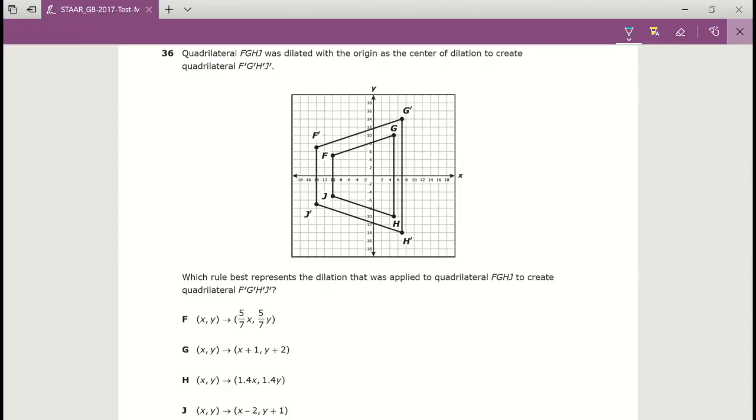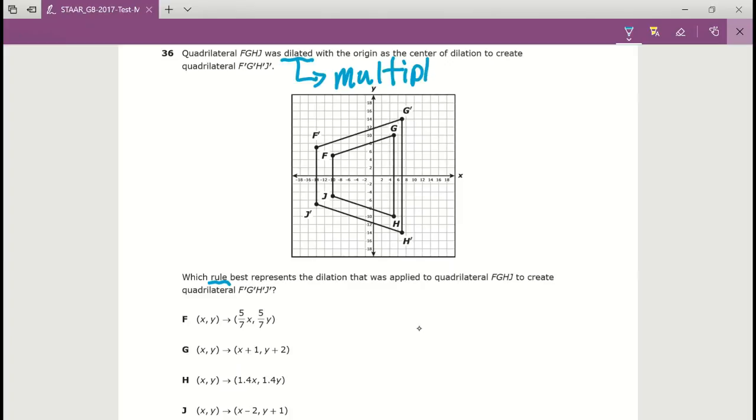Okay, question number 36 is a dilation question. It says we have this quadrilateral here, FGHJ. We dilate it and we get this bigger quadrilateral FGHJ prime. So the first thing we need to think of is that when you see dilation and it asks us about the rule, we remember that dilations have multiplication.